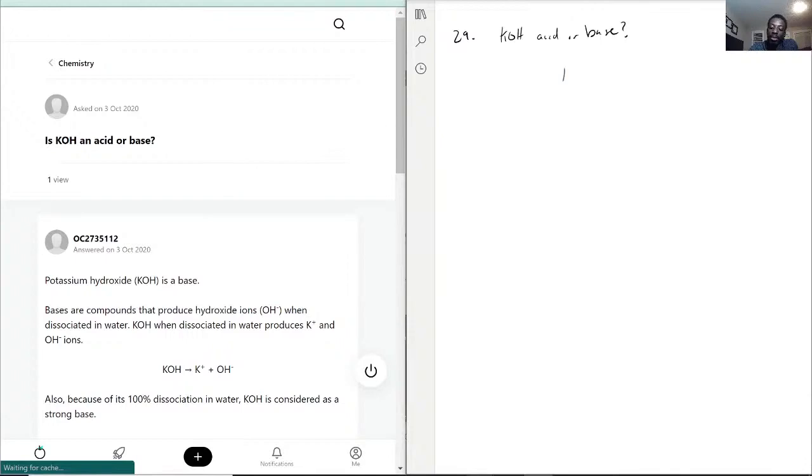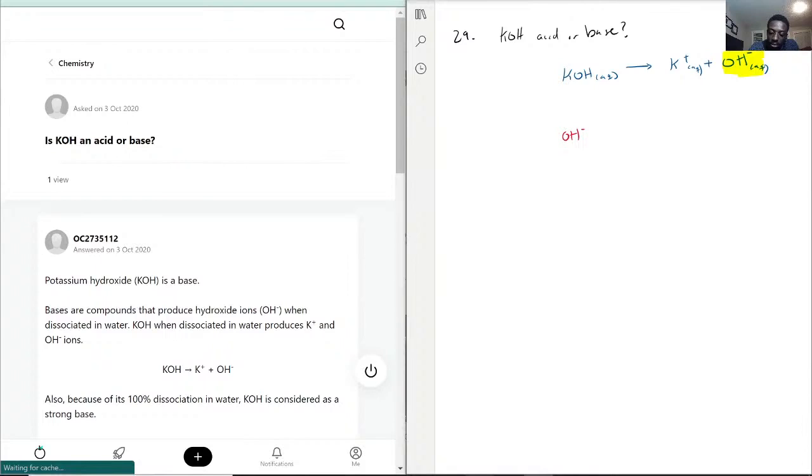KOH, aqueous, breaks down into K plus and OH minus. Right away, what do you remember about OH minus? That thing loves water. As in, if I put it with H plus, it turns into water.